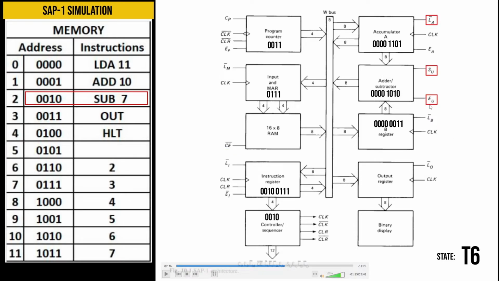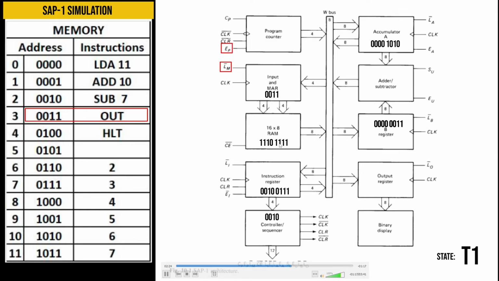At T6, we have the SU, EU pin and the LA active. So just subtract the value of the two. Boom. Here, there. Then they will go to the accumulator. Then there at T1, we have the EP and LM pin active. Give the 8-bit digit. And T2 increment.